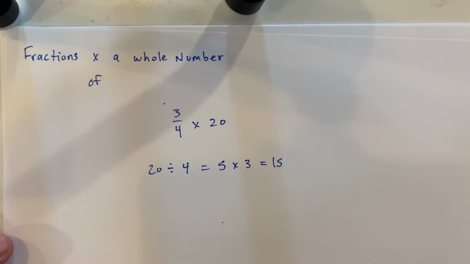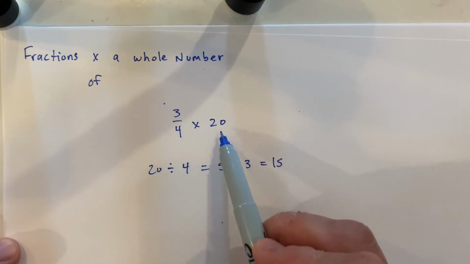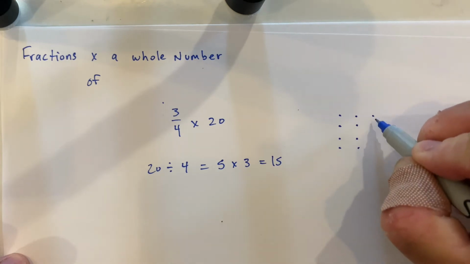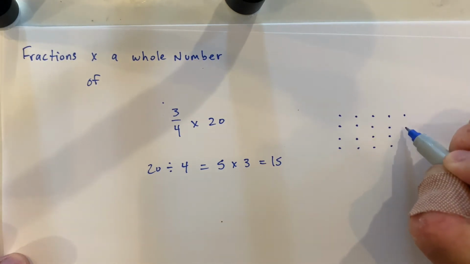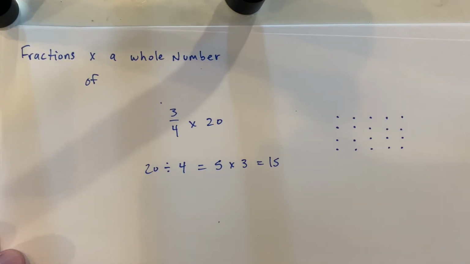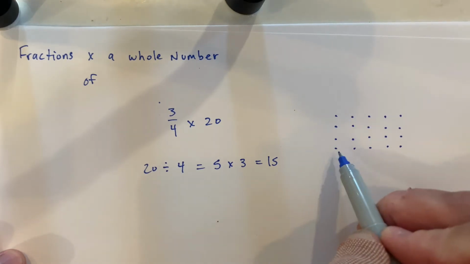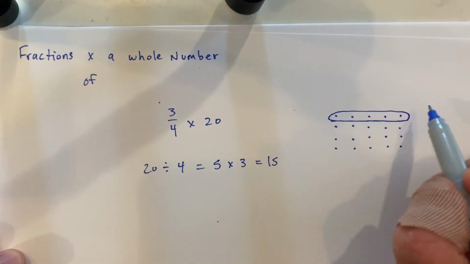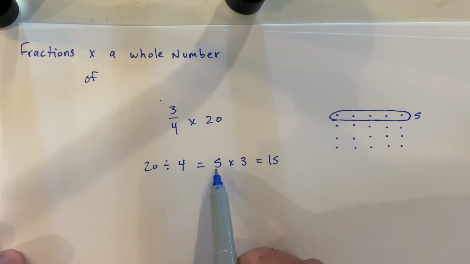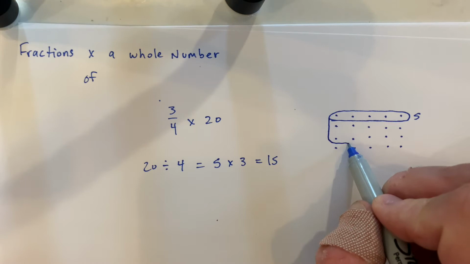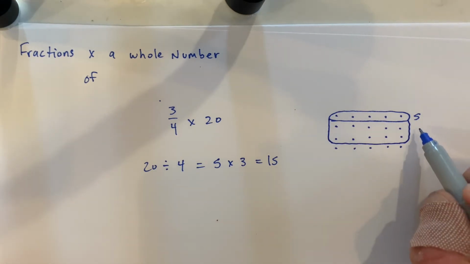Now, another way we looked at that was a visual model where we took, let's say, 20 students, and I want 3/4 of the students to come outside with me. So we would break up the students. We made an array of 20 kids, and I have 4 different groups going across. Now, 1/4 of that group would be the 5, and that's where we get the 20 divided by 4. That's the 5 kids.